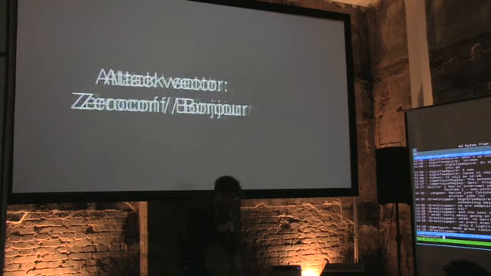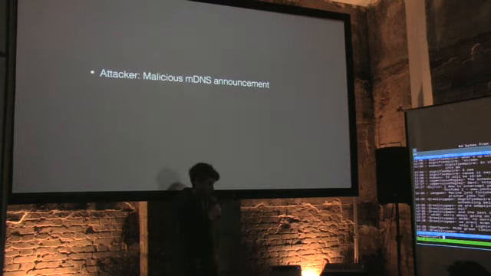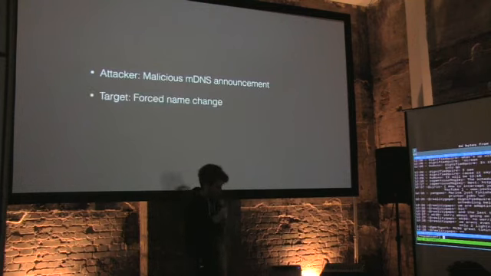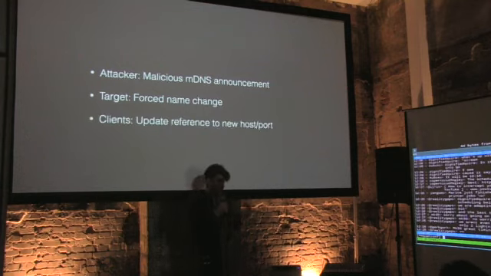So what I can do is send a malicious mDNS packet to the network that will force the printer, or any other mDNS-SD device on the network for that matter, to change its name. All the clients on the network will see my malicious mDNS packet saying, hey, I'm a printer, I have this name, and this is my IP and port. So the target printer will say, I have to change my name. The clients will say, oh, the printer got a new IP.